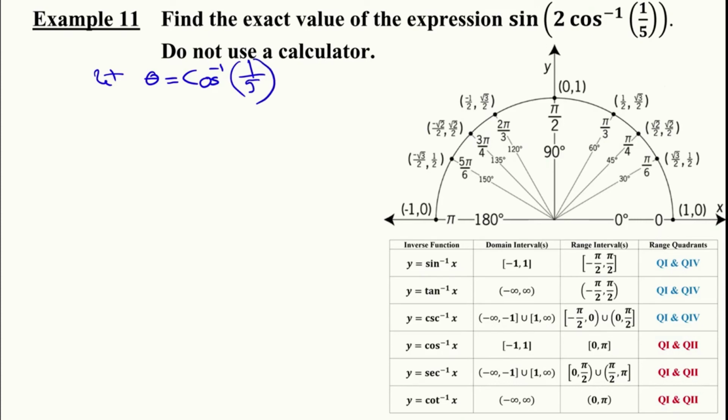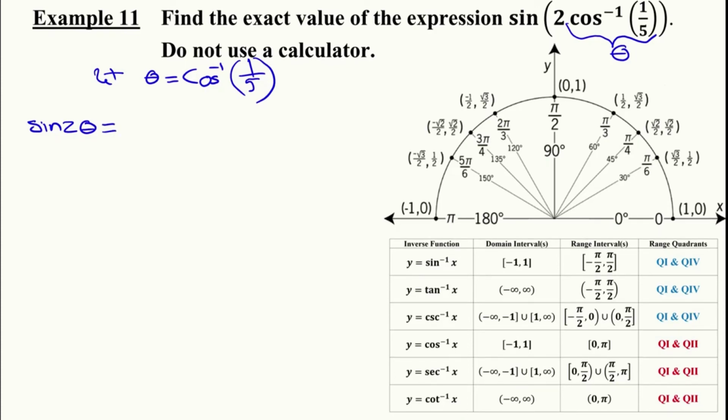All right. So basically we know that sine of 2 theta, so this problem now, remember, we're just giving this part the name theta. So that just basically becomes sine of 2 theta, right? Which, if you recall from our identities, is 2 sine theta cosine theta. All right, so now theta is some angle whose cosine is 1/5, right?